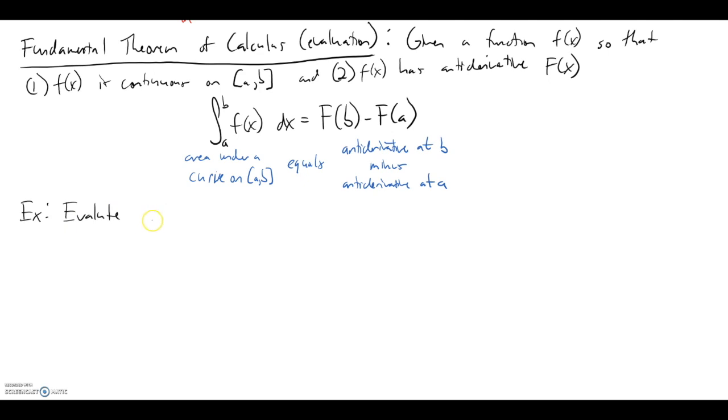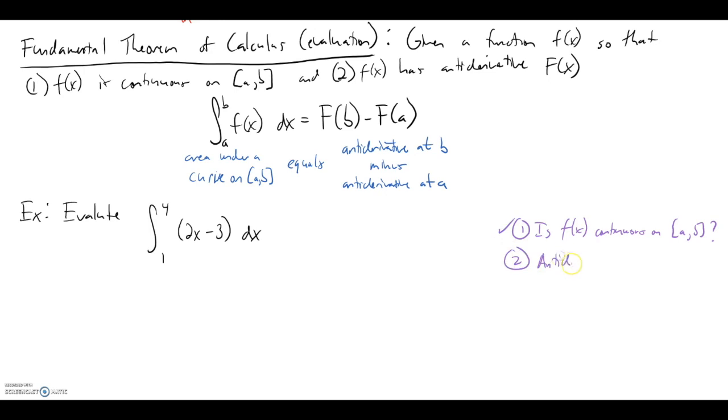Let's calculate the integral from 1 to 4 for the function 2x minus 3 with respect to x. What the fundamental theorem says is, first, decide if f of x is continuous on the closed interval provided. This is a linear function, so it's always continuous, so we've passed that first criteria. Step 2, evaluate the antiderivative for this function. In this case, the antiderivative of 2x minus 3 is x squared minus 3x. Don't forget to include a plus c. There could have been some constant there.